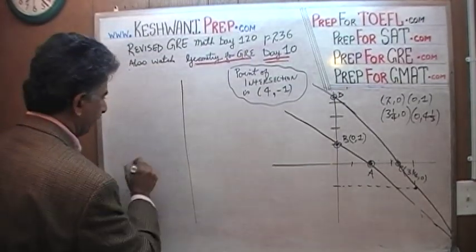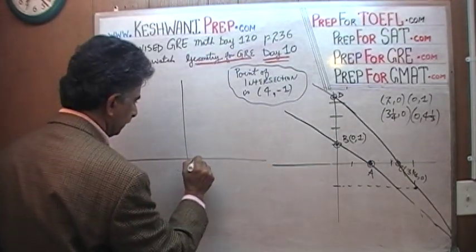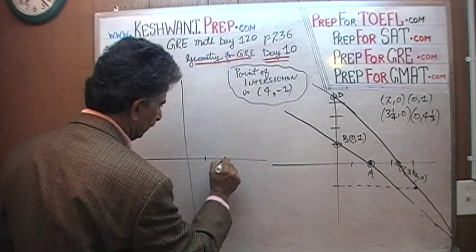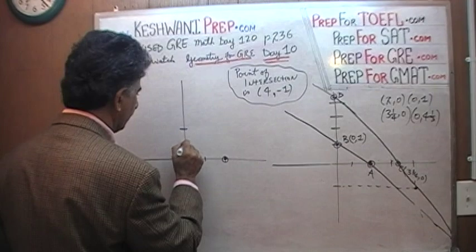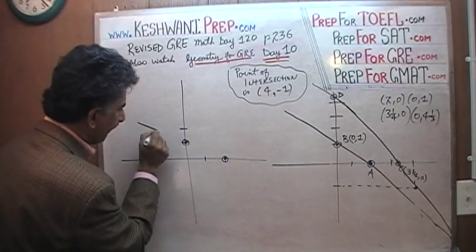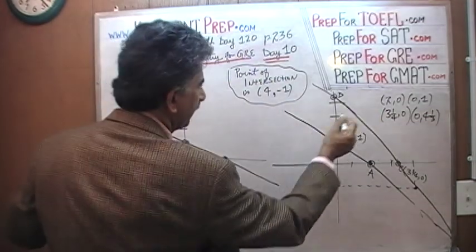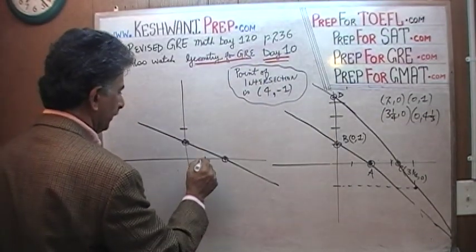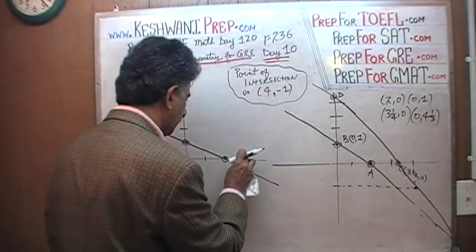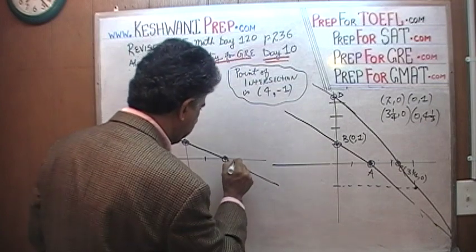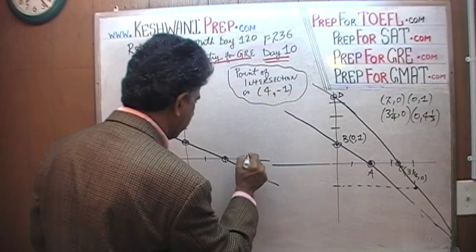We're going to redraw that. Take our time. 2, 0. 1, 2, 2, 0. And 0, 1. That's our first line. And the second line is 3 and a quarter, 0. 1, 2, 3 and a quarter, somewhere here.